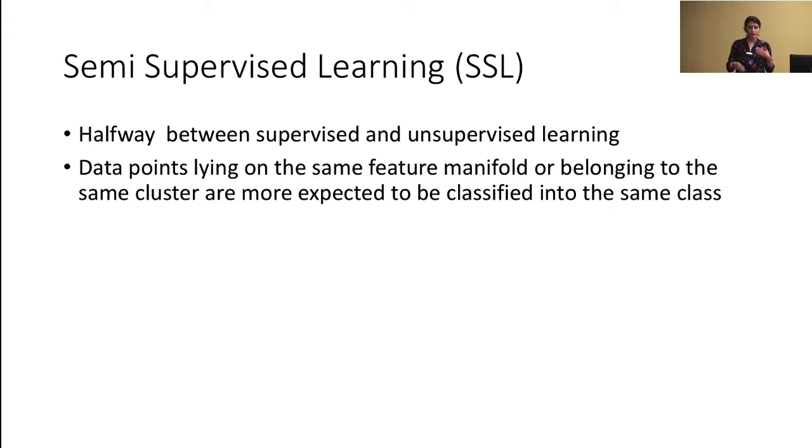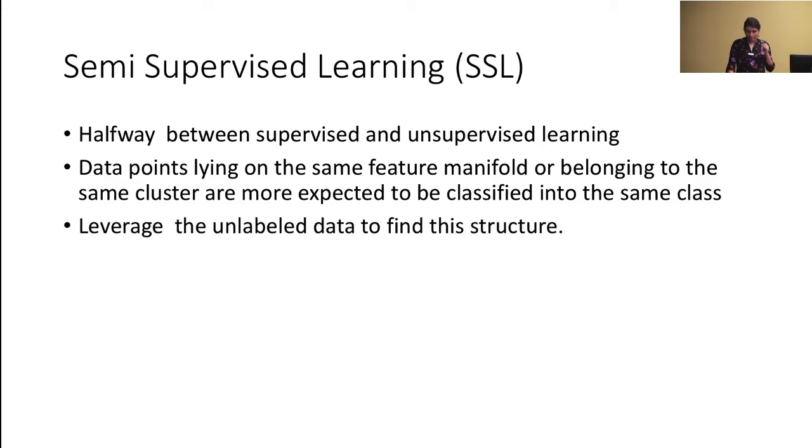We want to use a smoothness constraint in semi-supervised learning. The assumption here is that if we have data points that lie on the same feature manifold, we want them to be close in the output space. For example, in our case, it is the segmentation map space. So we want to find the structure of the data, and we use unlabeled data to find that structure.